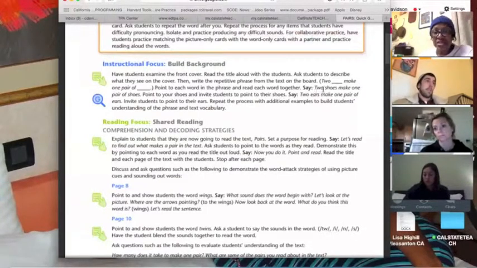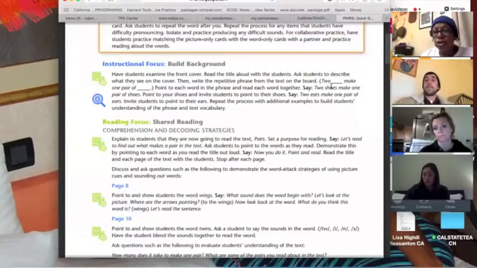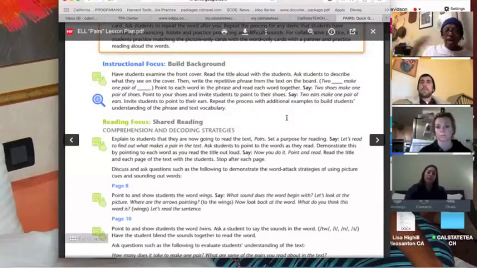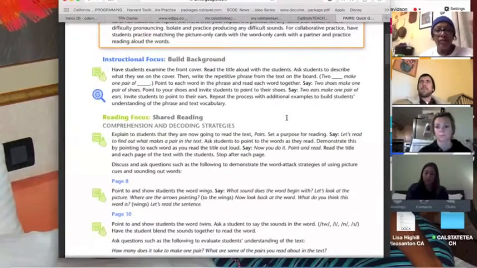Then it says, now what you're doing is you're going to start filling in things. Personally, I would put this in a pocket chart. So I could put to make this. To shoes, make one pair of shoes. And then I'd have the students point to the words and read it. That's balanced literacy. Function, syntax, vocabulary. So now that's the background.